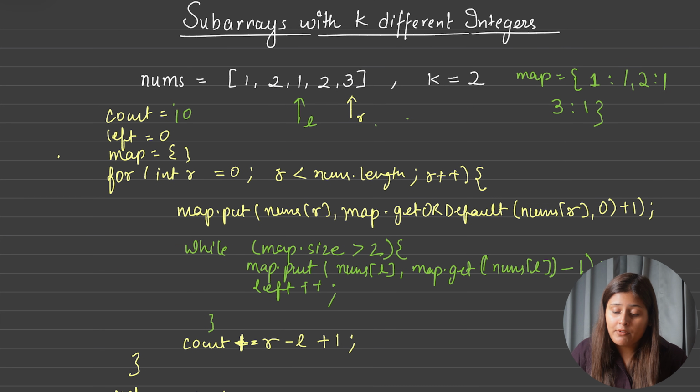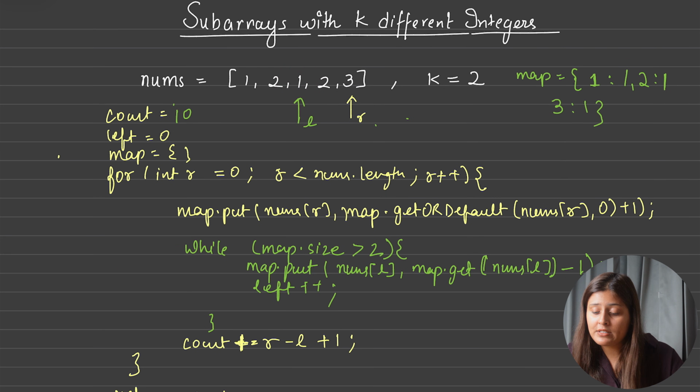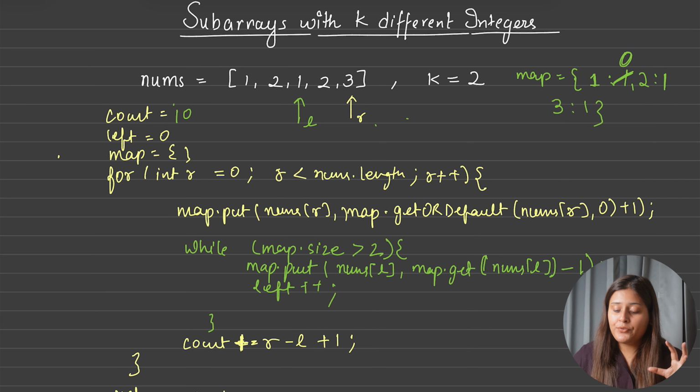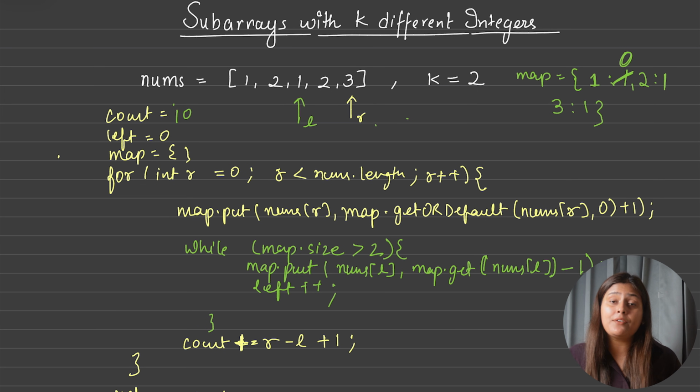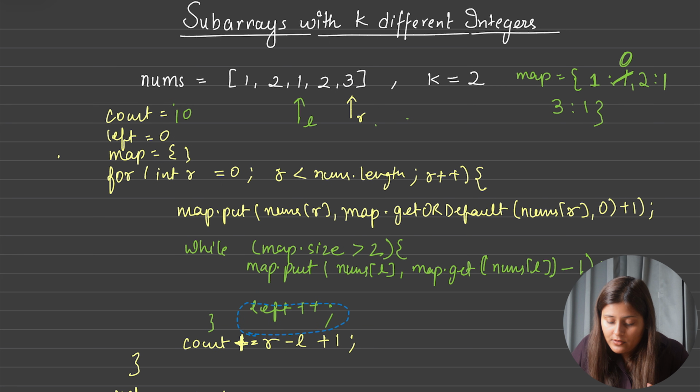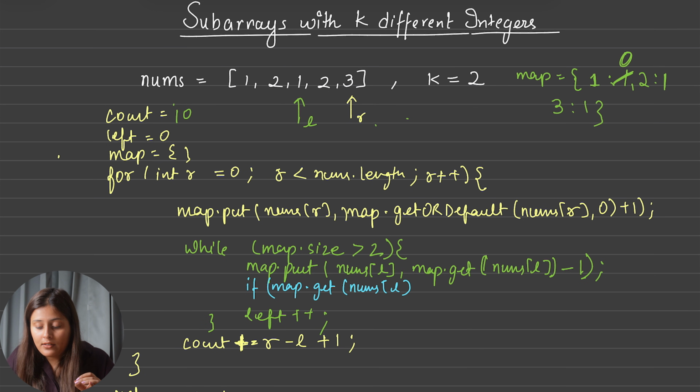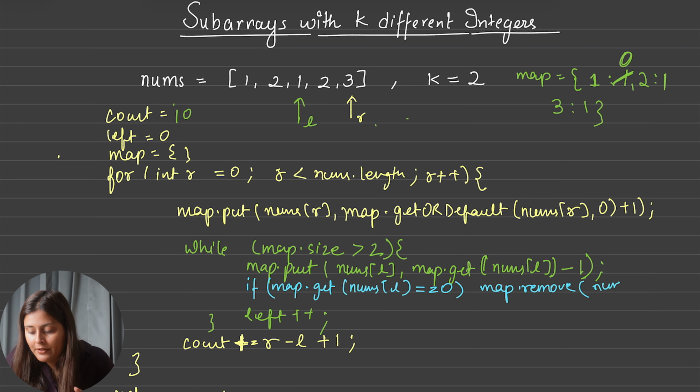So what we will do? This time we will decrease the frequency of 1, and now the frequency will reduce to 0, correct? Still, if you check now, the size of the map is 3 only. Why? Because even though the frequency is 0, you have not removed it from your map, correct? So before this left++, you have to check if map.get(nums[left]) is 0, then we can remove it. So we will simply say map.remove(nums[left]). So once it becomes 0, I can delete it.